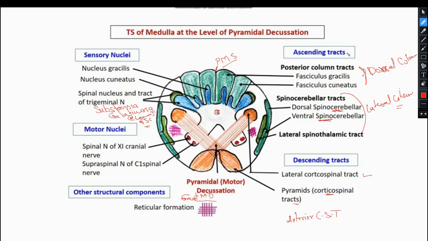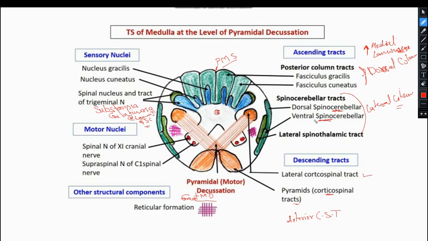This dorsal column as an ascending tract moves upward as the medial lemniscus, which we will see at the level of sensory decussation. The fasciculus gracilis carries information from the lower limb and lower trunk, whereas the fasciculus cuneatus carries information from the upper limb and upper trunk.